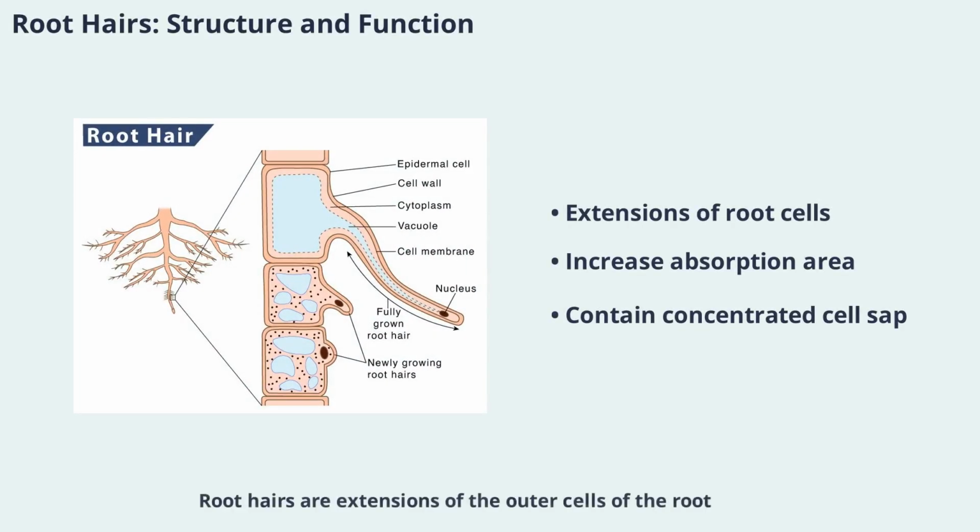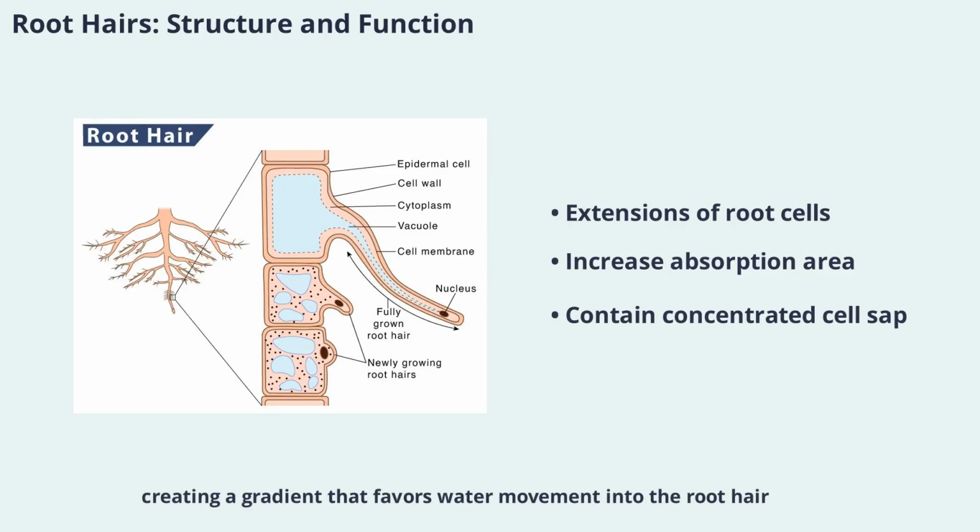Root hairs are extensions of the outer cells of the root, increasing the surface area for water absorption. They have large vacuoles filled with cell sap, which contains dissolved salts. The concentration of this sap is usually higher than that of the surrounding soil water, creating a gradient that favors water movement into the root hair. The thin cell wall and semi-permeable membrane of root hairs are key to their function, allowing water in while controlling the entry of larger molecules.